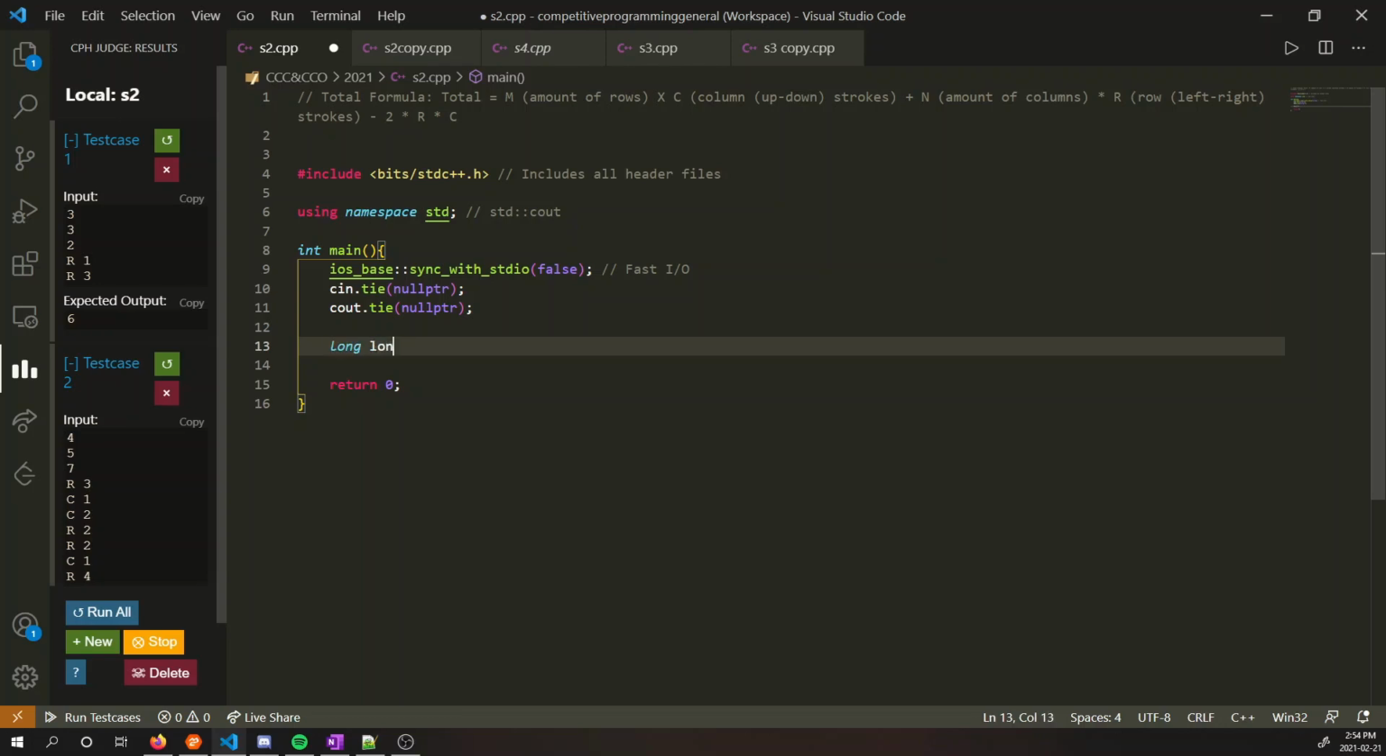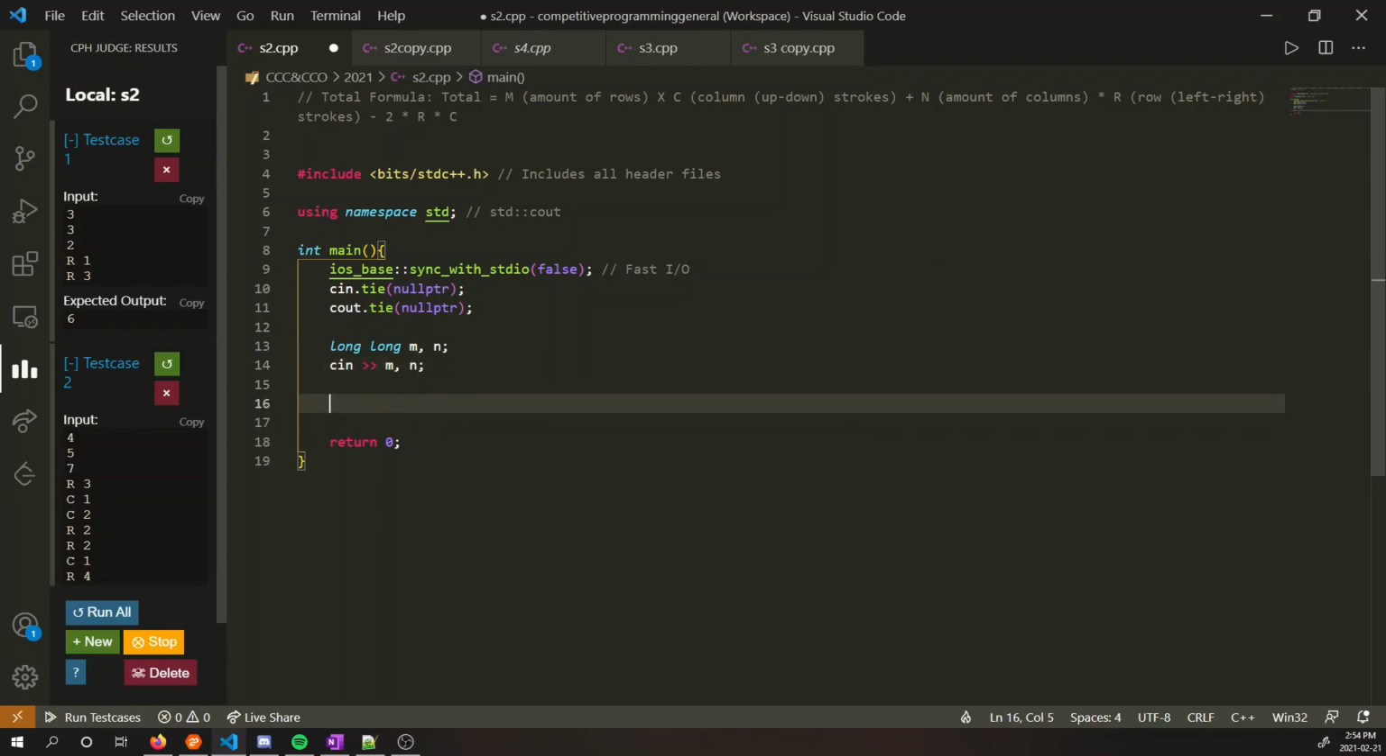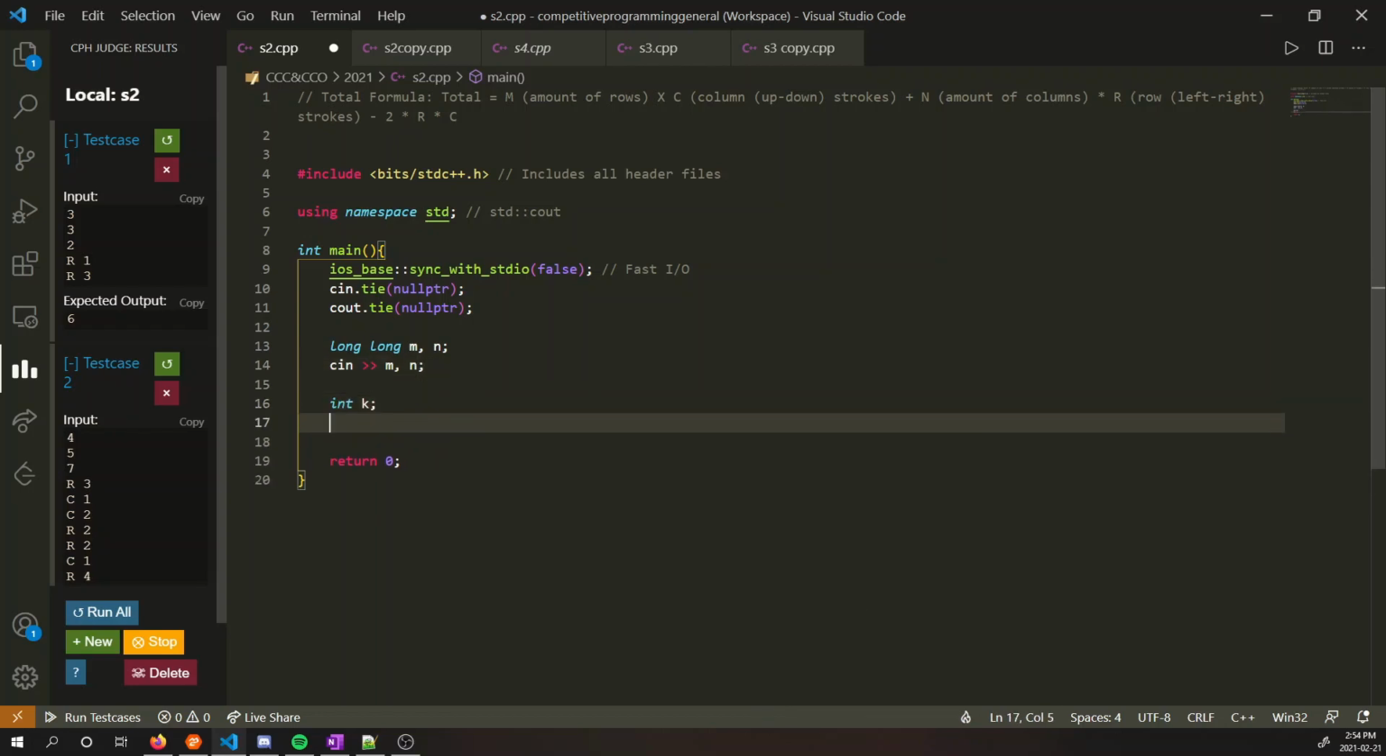So first we can do long long m and n, which is the amount of rows and columns respectively, and then also use k, which is the amount of strokes. Now this doesn't really matter because all we're doing is iterating through k, so using an integer would be fine.